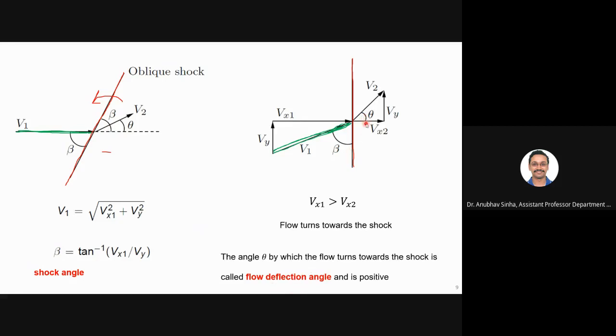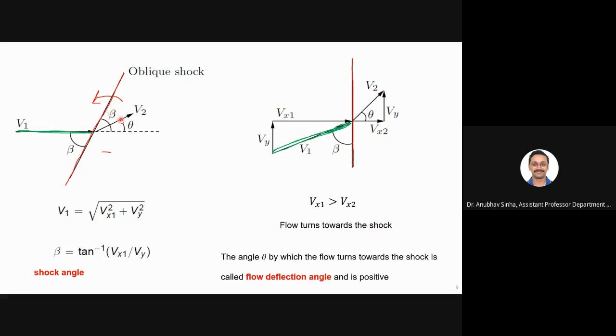I think this diagram has some problem. This is the right version. So this theta is basically the flow deflection angle. How much the flow has deflected from its original path, right? And Vx1 is more than Vx2, Vy is the same. So this velocity component is changing, it is decreasing, and this is the same. So basically the resultant velocity after the shock will not go in a straight line, it will turn towards the shock. So we say that flow is turning towards the shock.